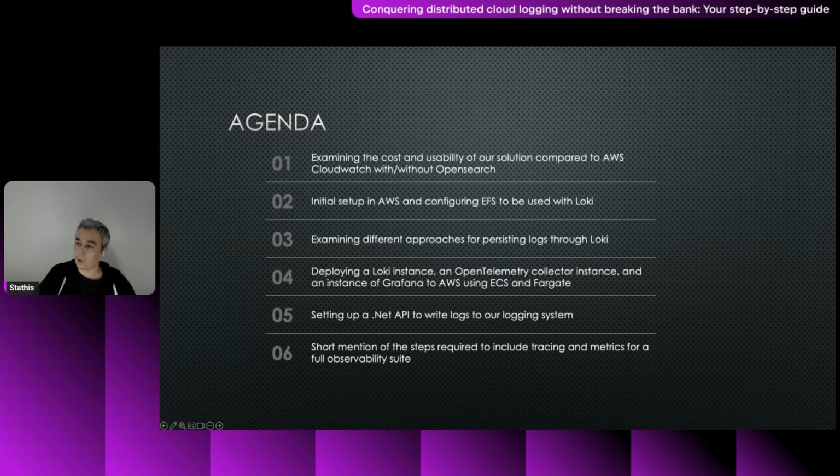Next, we're going to deploy our logging pipeline to AWS using ECS Fargate tasks. We'll set up a .NET API to write logs to our logging system. And finally, we'll have a brief look at tracing and metrics for a full observability suite.